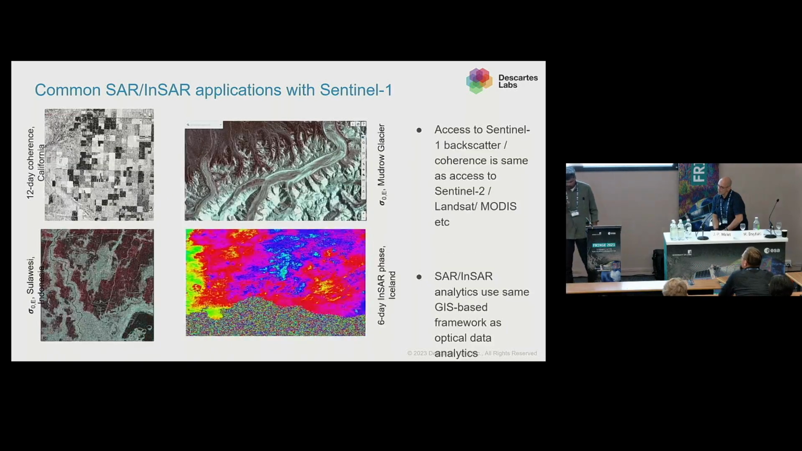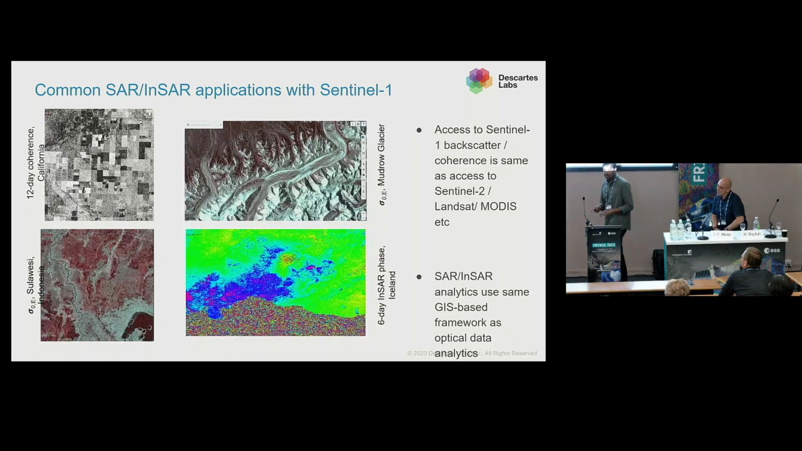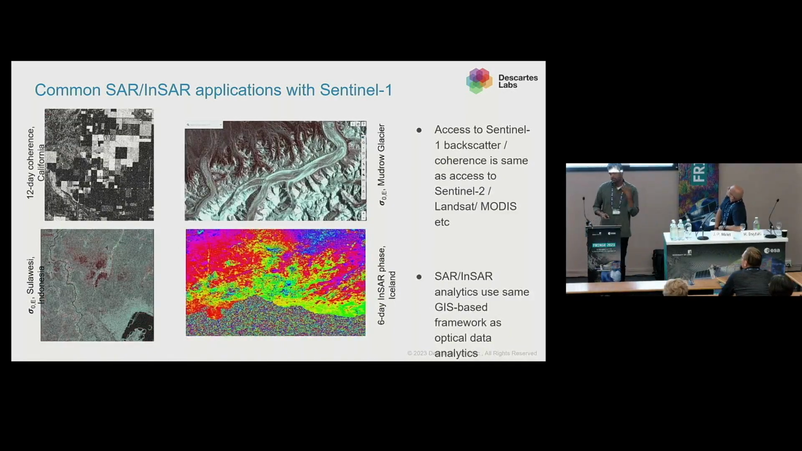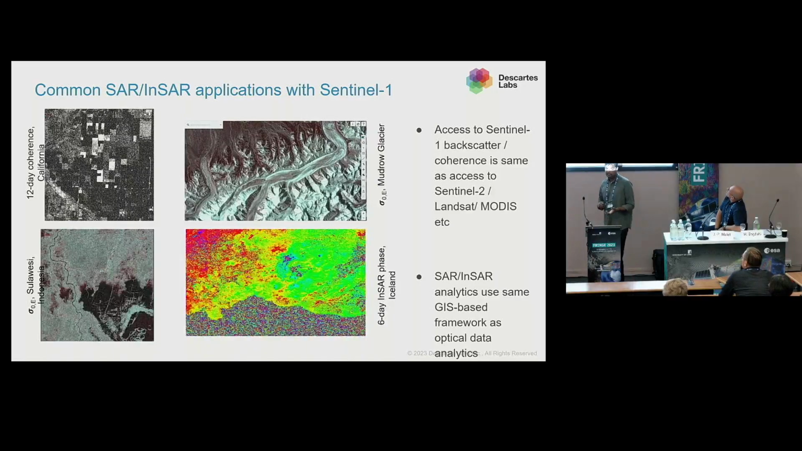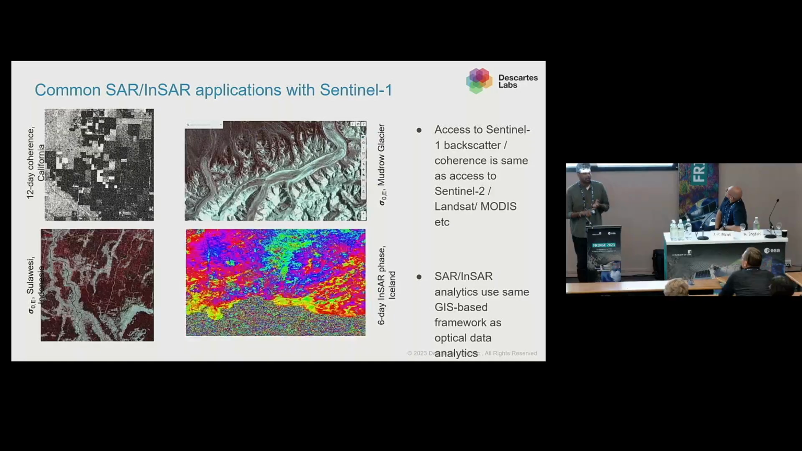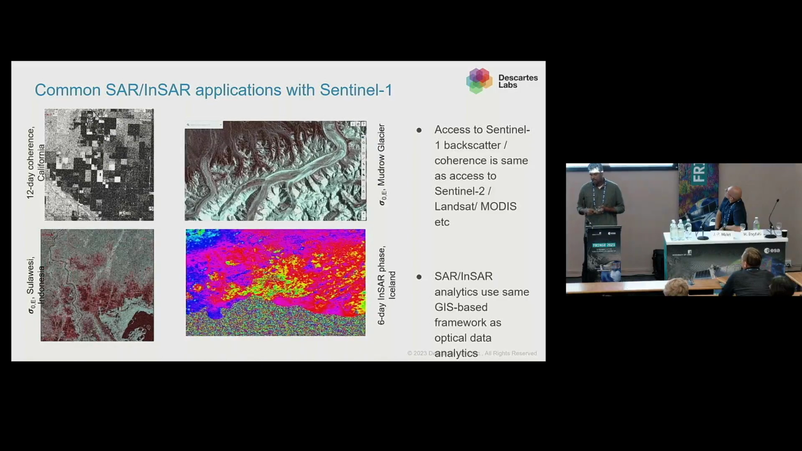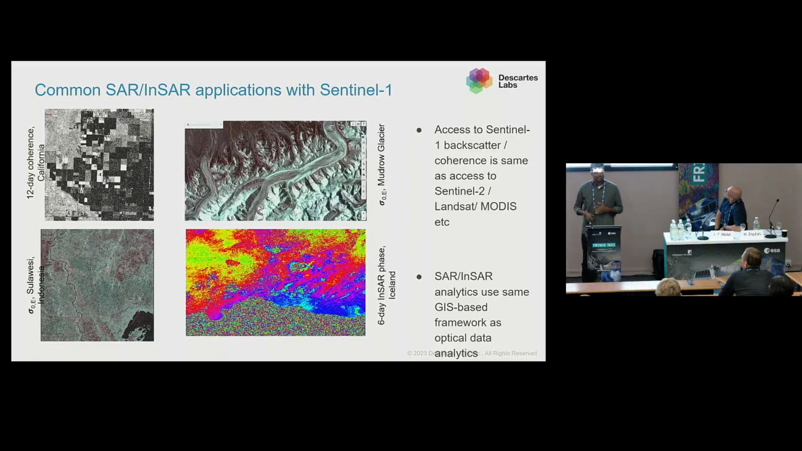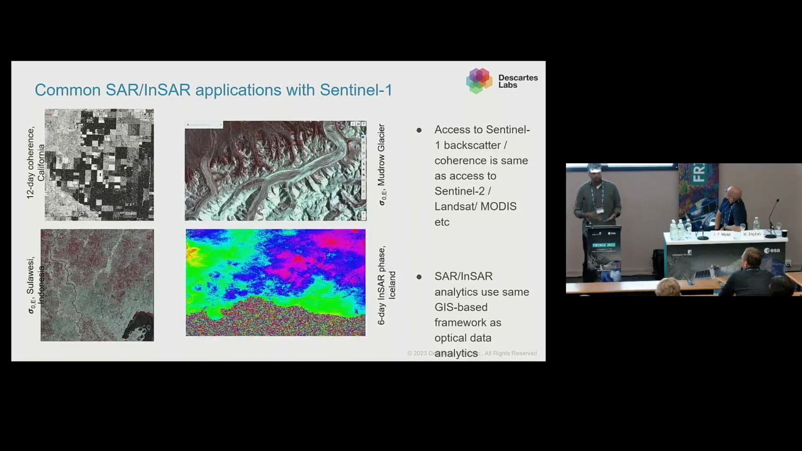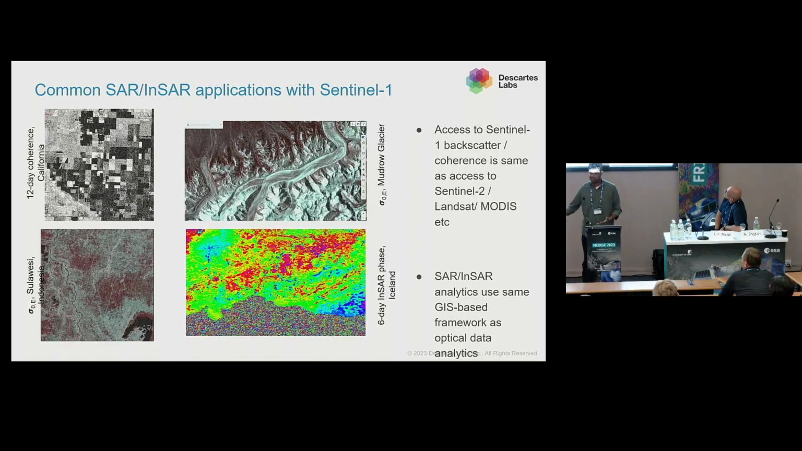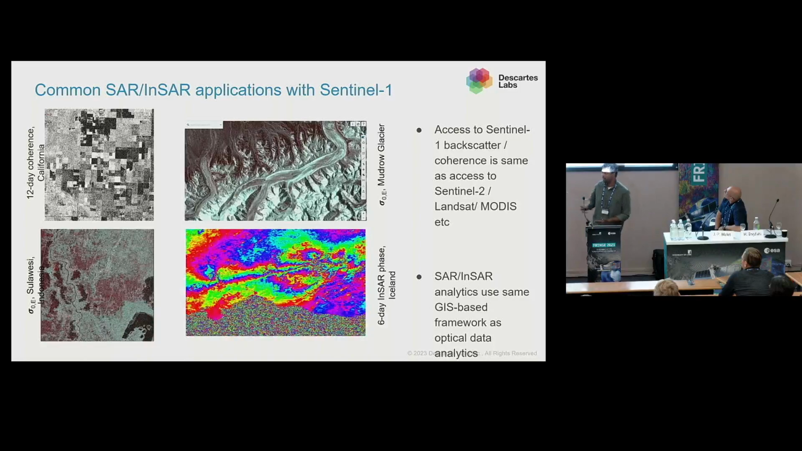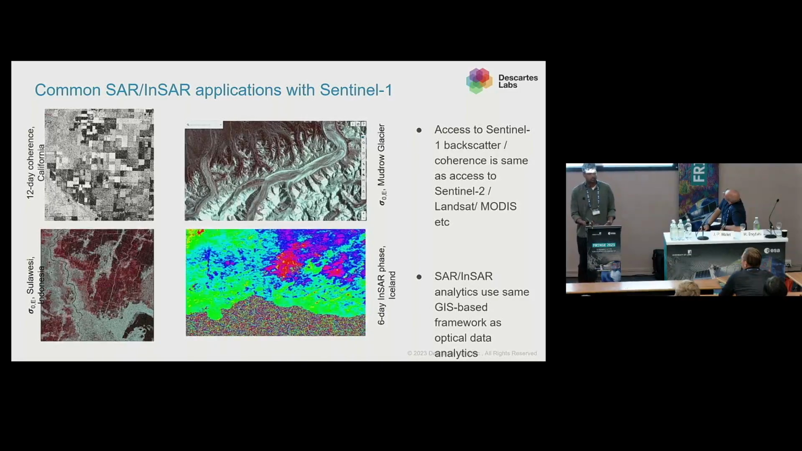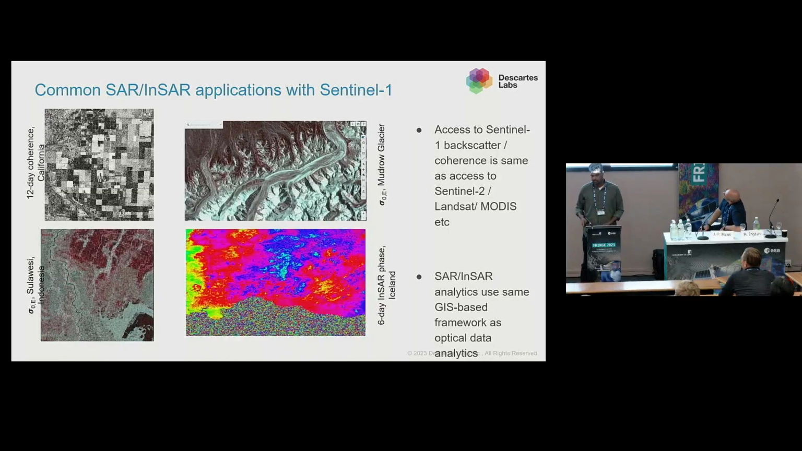The common INSAR applications that I've encountered from users, I've seen on the Snap user forum, is basically they want radar backscatter, they want INSAR coherence, and they want INSAR phase. And for us, since we process these products globally, accessing these and making a GIF out of it is like 3 lines of Python, just the way we build GIFs out of Landsat or Sentinel-2. These are foundational products on which we build our analytics pipelines.